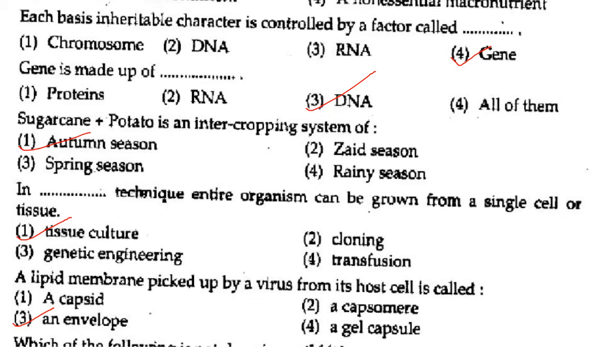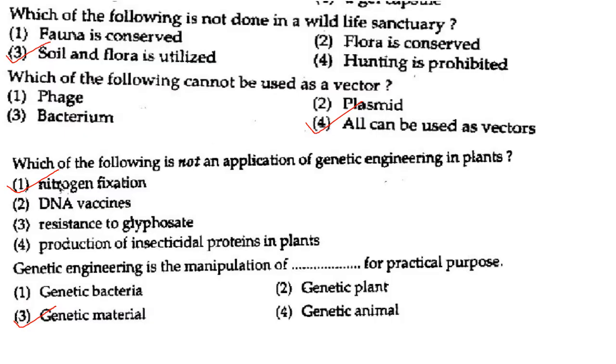Next one. A lipid membrane picked up by a virus from its host cell is called: option 1 a capsid, 2 a capsomere, 3 an envelope, 4 a gel capsule. Answer is option 3 an envelope.